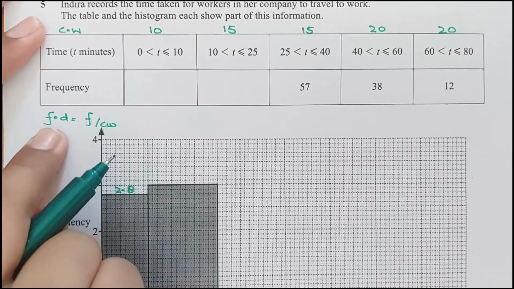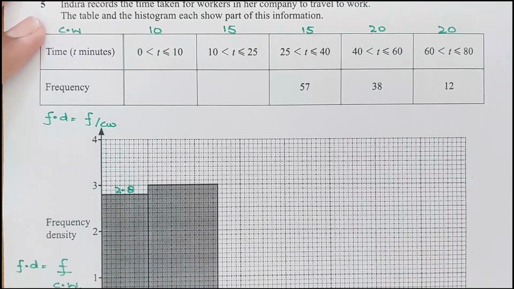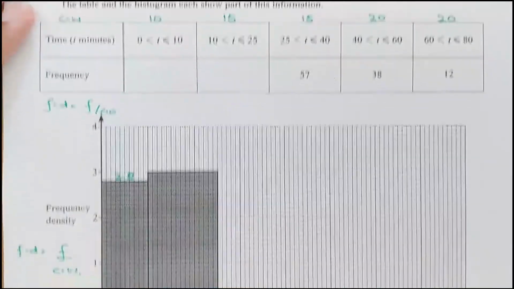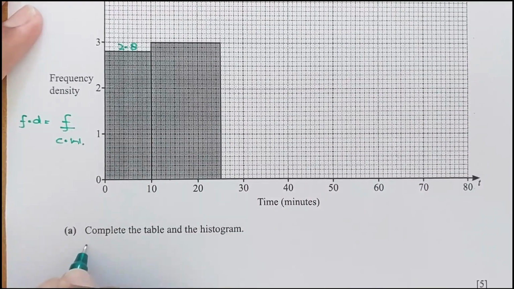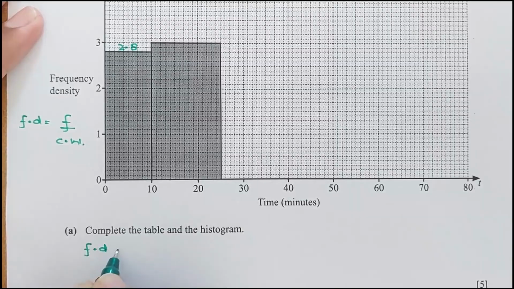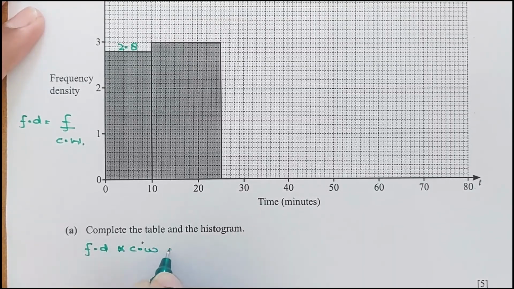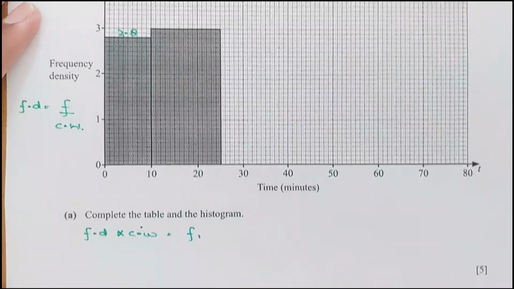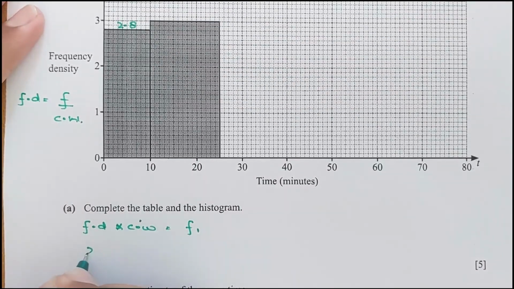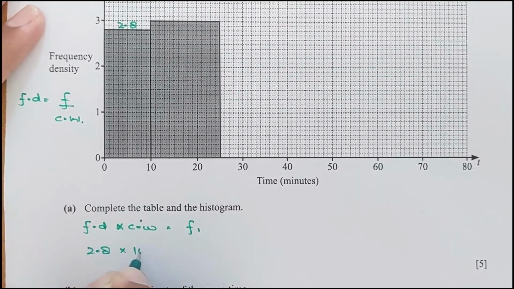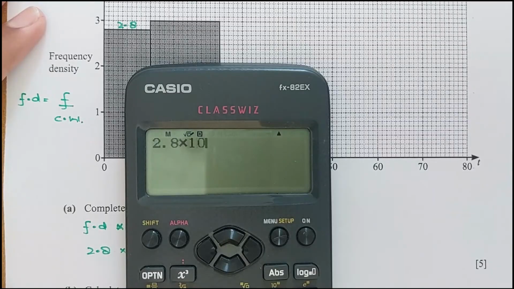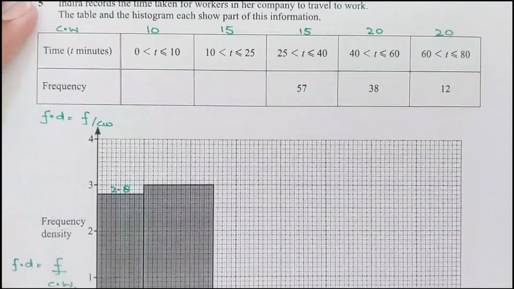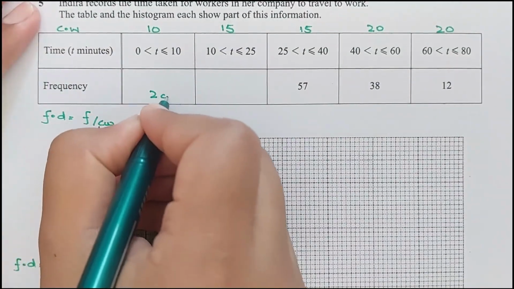So when the frequency density is 2.8, what would be the frequency? The class width is 10. Frequency density multiplied by the class width gives you the frequency. The frequency density is 2.8, the class width is 10, so 2.8 times 10 equals 28. So the first frequency is 28.